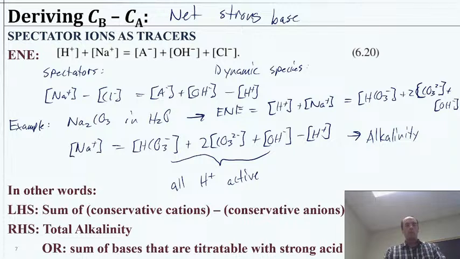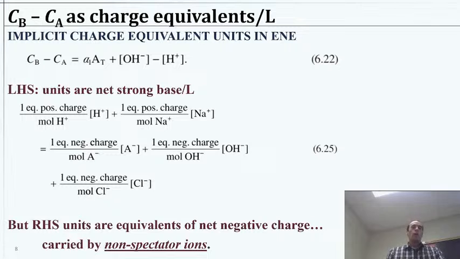Okay, does this make some sense? All right, this is kind of the basis of titration here. So we're going to continue with this CB minus CA deal. And really the units here are essentially charge equivalents per liter. That's because we're deriving this from our electroneutrality equation, right? The ENA is where we're starting.